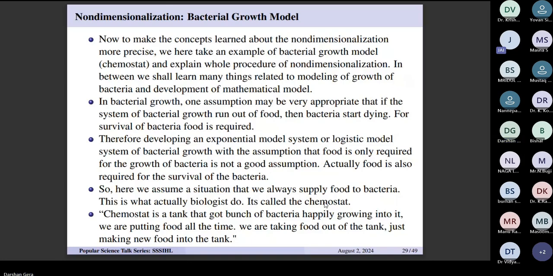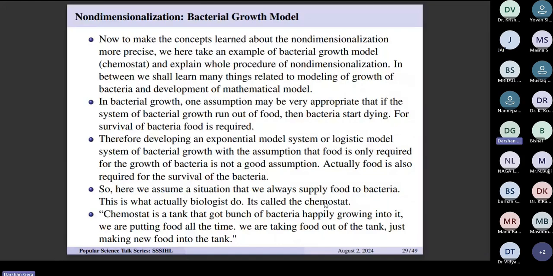I'm not going to start the modeling of this bacterial growth from the very initial level, but here I'm mentioning some assumptions. Those will help you see how we get the idea. In bacterial growth, one assumption may be very appropriate: if the system of bacterial growth runs out of food, suppose there is no food, then the bacteria will start dying. For survival of bacteria, food is required.